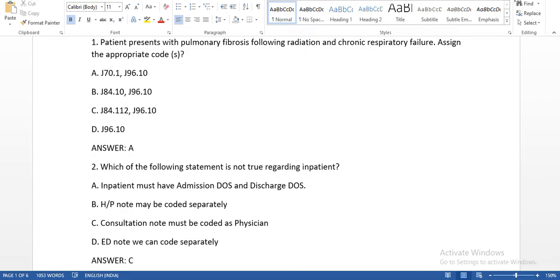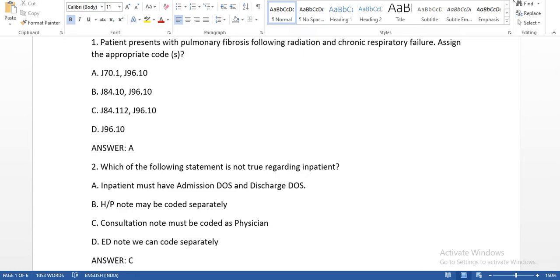We also need to check the meaning of chronic respiratory failure. Chronic respiratory failure is a condition that results in the inability to effectively exchange carbon dioxide and oxygen. What are the synonyms of pulmonary fibrosis? The approximate synonyms are fibrosis of lung following radiation, and fibrosis of lung. Whenever we find this wording, we need to code the pulmonary fibrosis code only. The synonyms for chronic respiratory failure are chronic respiratory failure and respiratory failure chronic.